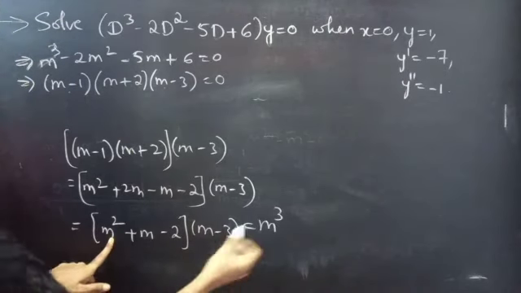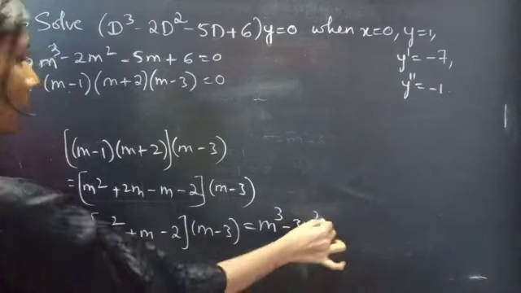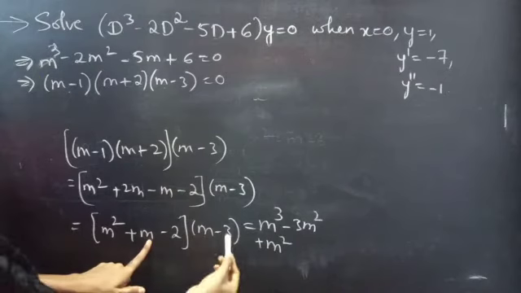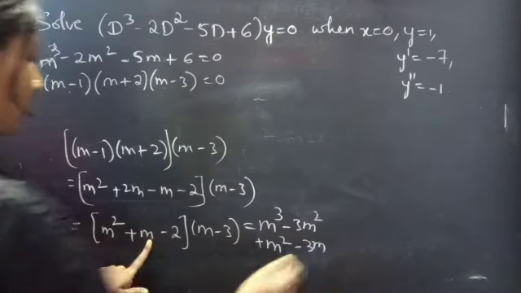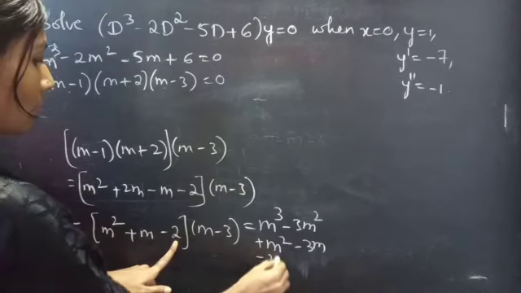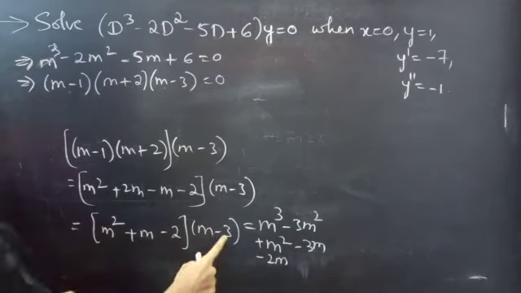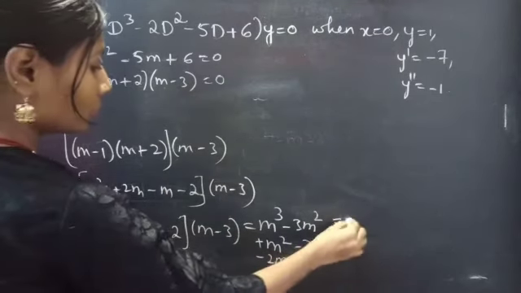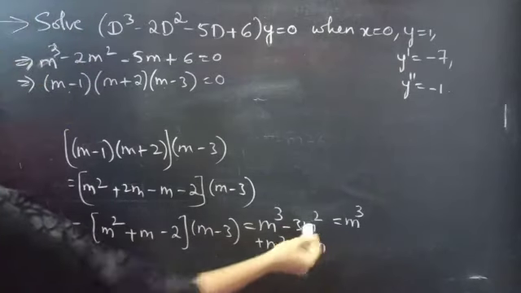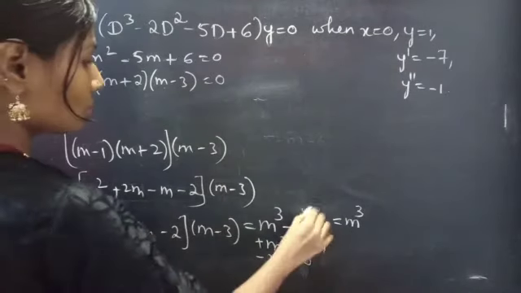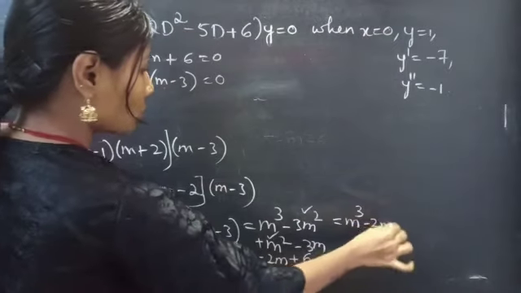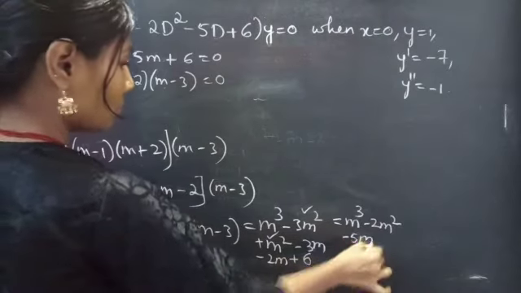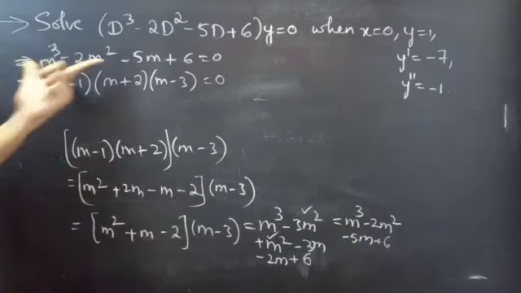M square into minus 3 is minus 3m square, plus m into m is plus m square, plus m into minus 3 is minus 3m. Minus 2 into m is minus 2m. Minus 2 into minus 3 is plus 6, is equals to m cube minus 3m square plus m square is minus 2m square, minus 3m minus 2m is minus 5m plus 6. So you got the same polynomial, right?